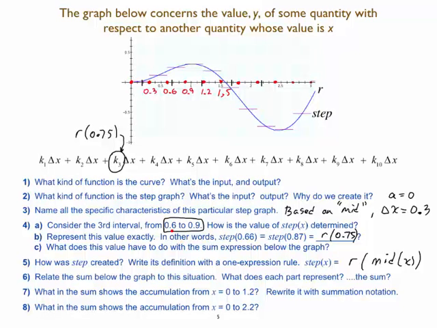No, that's exactly halfway between 0.6 and 0.9. It's the mid of this interval. Yeah, if you do left of x plus delta x over 2, that's a mid x formula. You put in x and you get the mid value of x. Okay, I see.